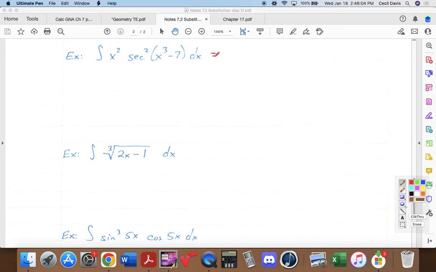So again, the first thing I always do is rewrite it. And I don't know if your brain works the same way, but if I'm undoing the chain rule, I want it to look like the result of a chain rule, which is that composite part times the derivative of the inside part, right? So I always rewrite it so the composite part is first. So secant squared of x cubed minus 7 times x squared dx.